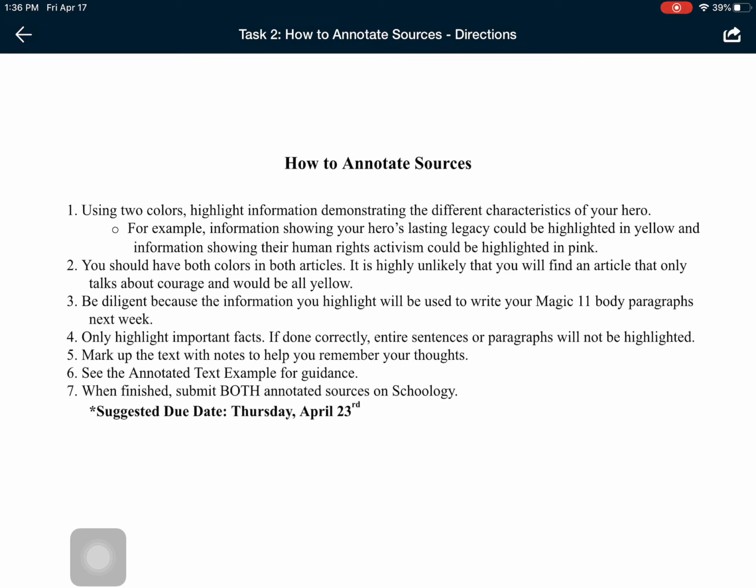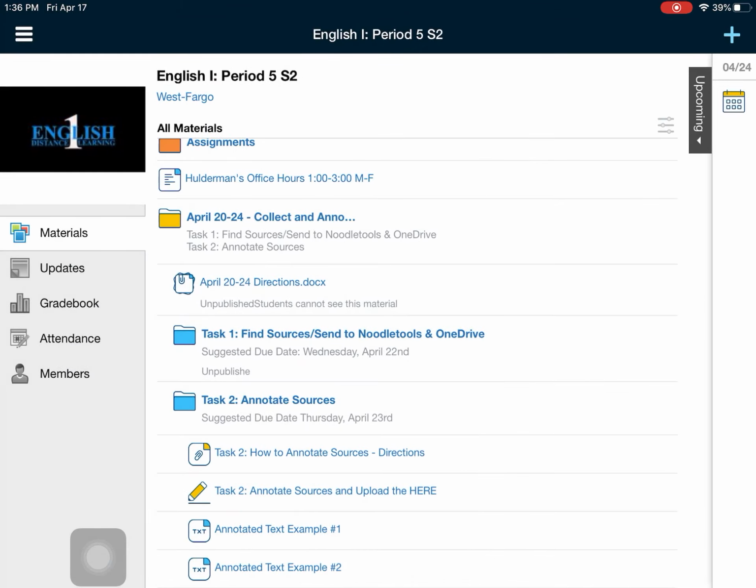Make sure you're only highlighting important facts, so you're not going to highlight the entire paragraph. If done correctly, little pieces of the paragraph should be highlighted, key phrases, key words, names, dates, those types of things. Then you're also going to mark up the text with notes to help you remember your thoughts. There's a couple annotated examples for us to take a look at, so we're going to go to those next.